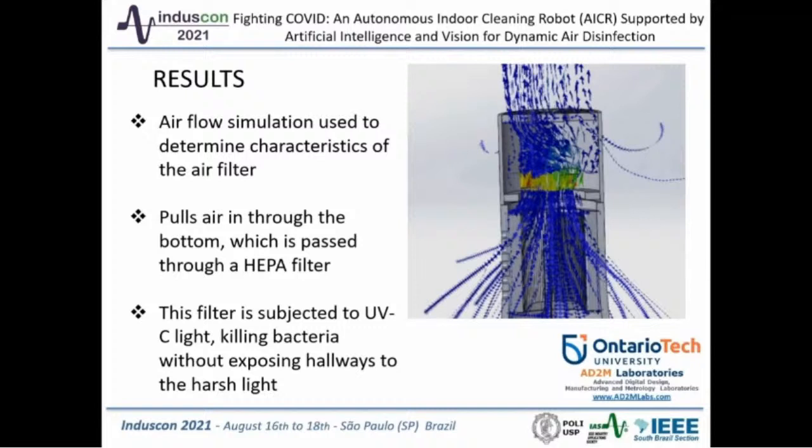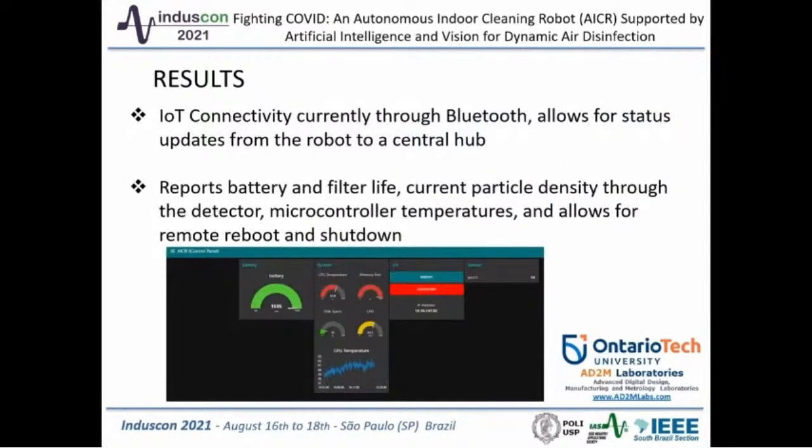So we collect the virus and then we kill it inside the robot without any UV light escaping to the surrounding area. We've also got IoT connectivity, so we have Bluetooth and Wi-Fi. This gives us status updates from the robot to allow us to know where it is, how it's doing, whether or not there's any kind of trouble, and then we can share this information with other robots in the area.